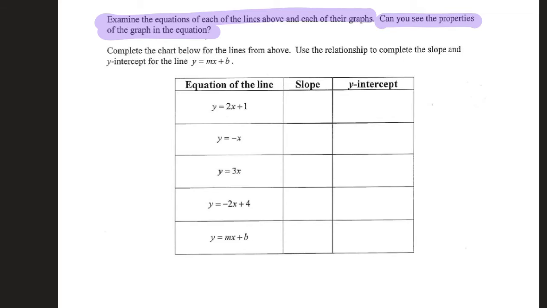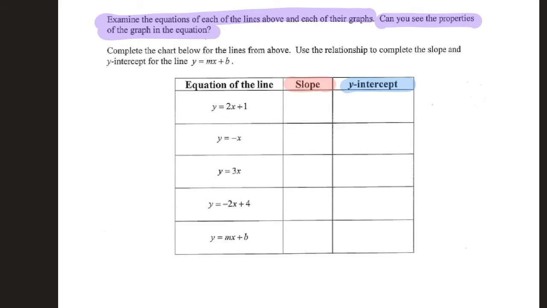Using the lines above, we're going to use the graph. I just want to go through the first one together, and then I'll leave you guys with the rest. When you take a look at that chart, we need to find both components that the chart speaks to: the slope and the y-intercept of each line. So we need the slope and the y-intercept.